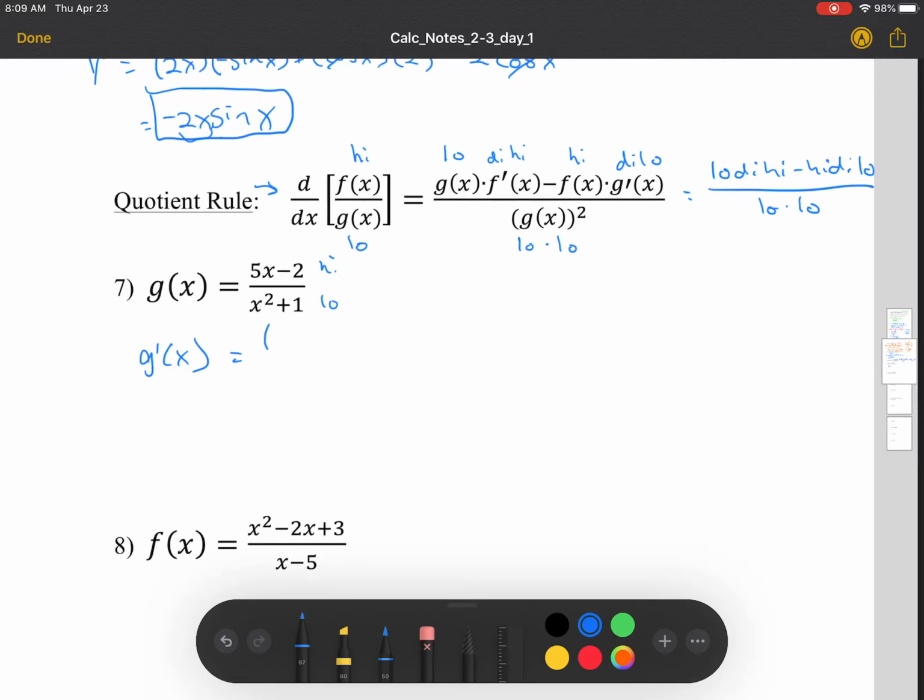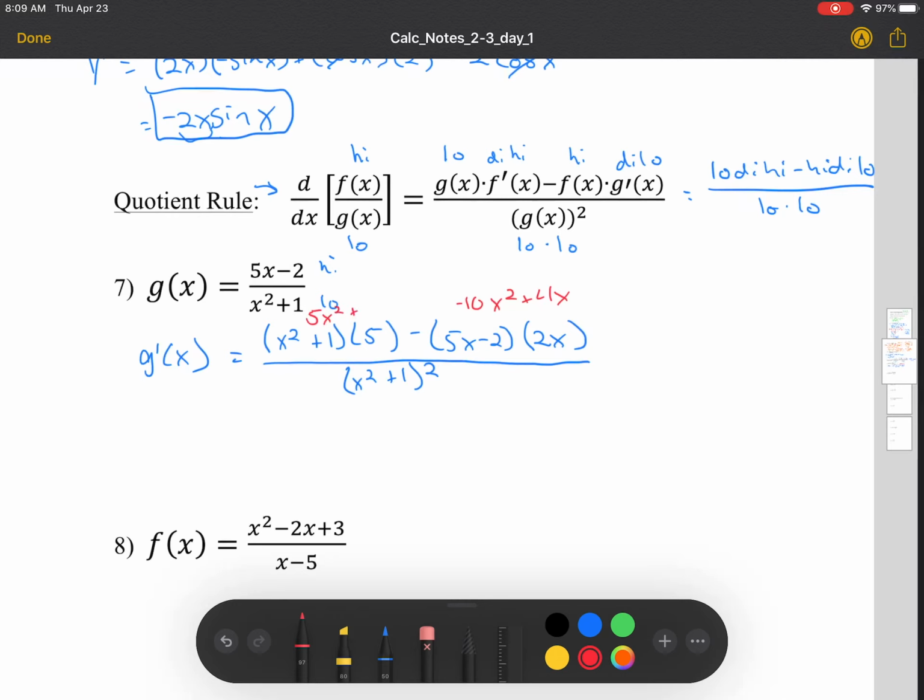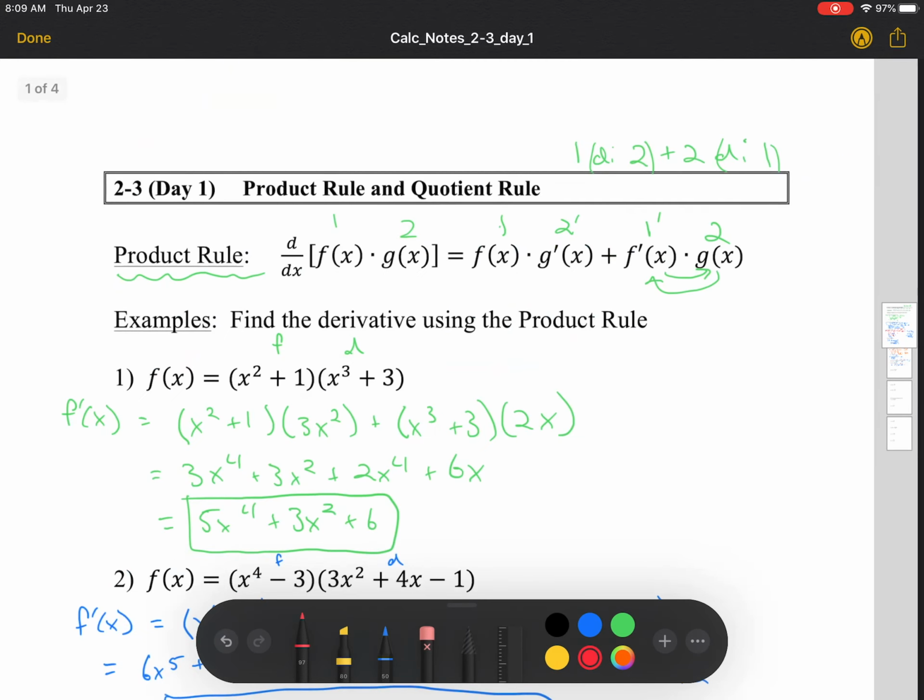So we're gonna set this guy up. Our g of x is gonna equal x squared plus 1 times 5 minus 5x minus 2, 2x. Okay, all over our low times our low, which is going to be x squared plus 1 squared. Okay, if you look at these two, you can simplify these real quick. Get your negative 10x squared plus 4x. Over here you can get your 5x squared plus 5.